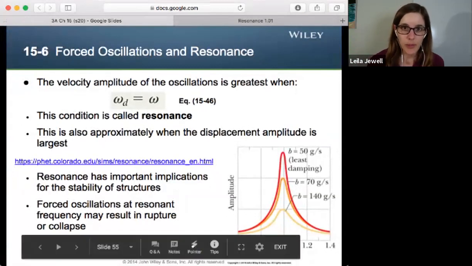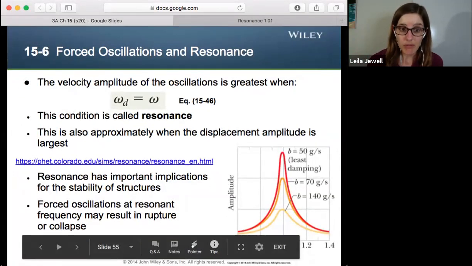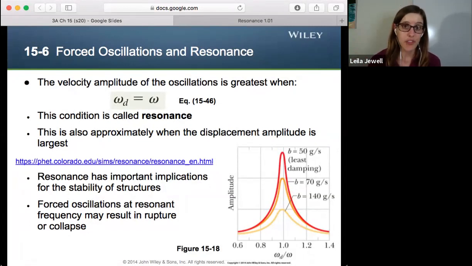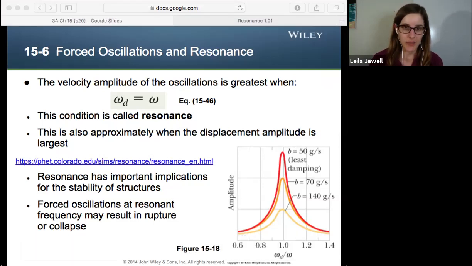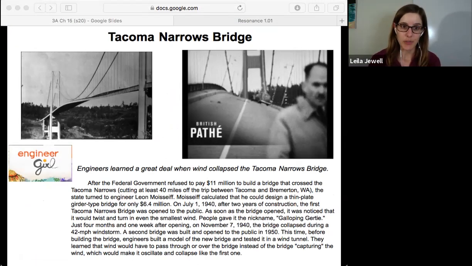Now, why do we care about resonance? Well, for one, it has important implications for the stability of structures. If you have forced oscillations at the resonant frequency, you could have rupture or collapse, which is amazing. I mean, it's not something you want to be the designer of, but to get to see it is pretty cool. Something that's often brought up when we talk about resonance, and it's not quite the same, but it's important to highlight, is the Tacoma Narrows Bridge.